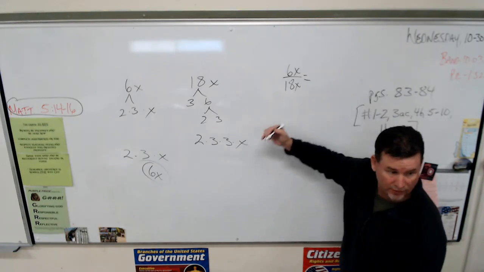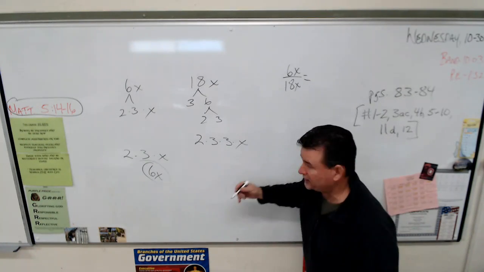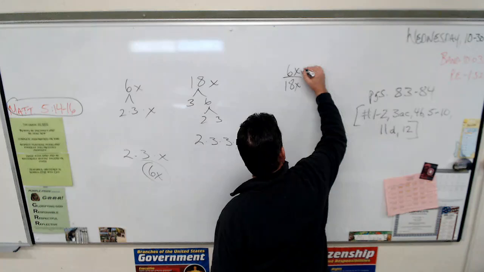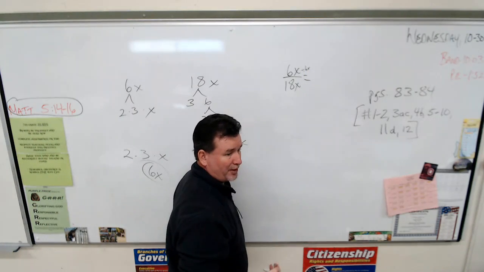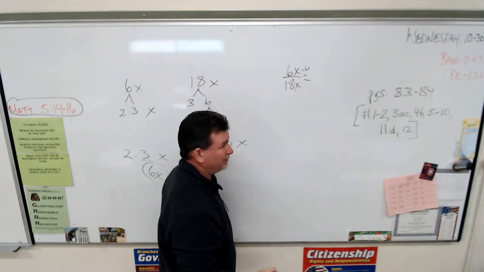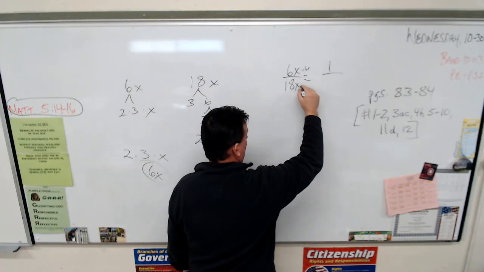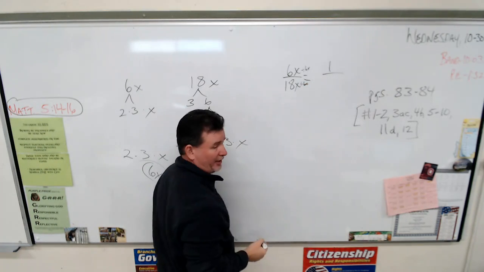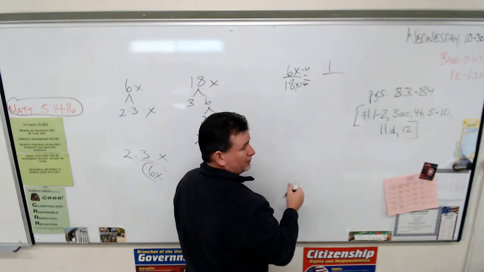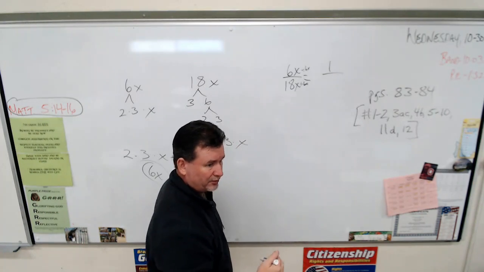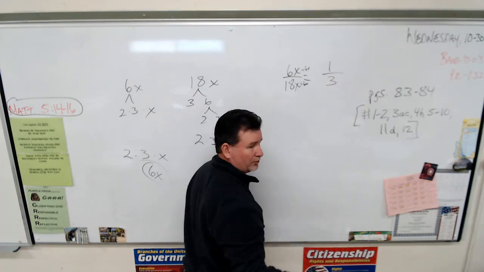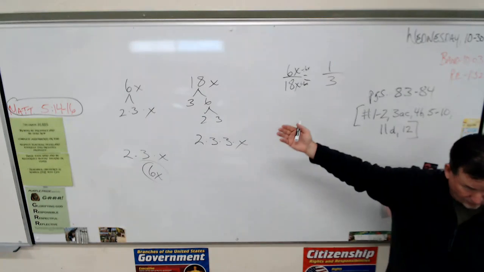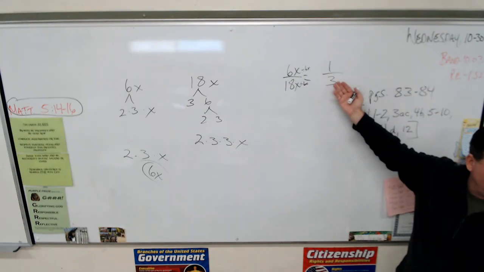Since you found your GCF to be 6x, you would divide by 6x. What's 6x divided by 6x? Anything divided by itself is 1. What's 18x divided by 6x? 3. The x's cancel each other out. So why are we doing this? So we can reduce fractions.